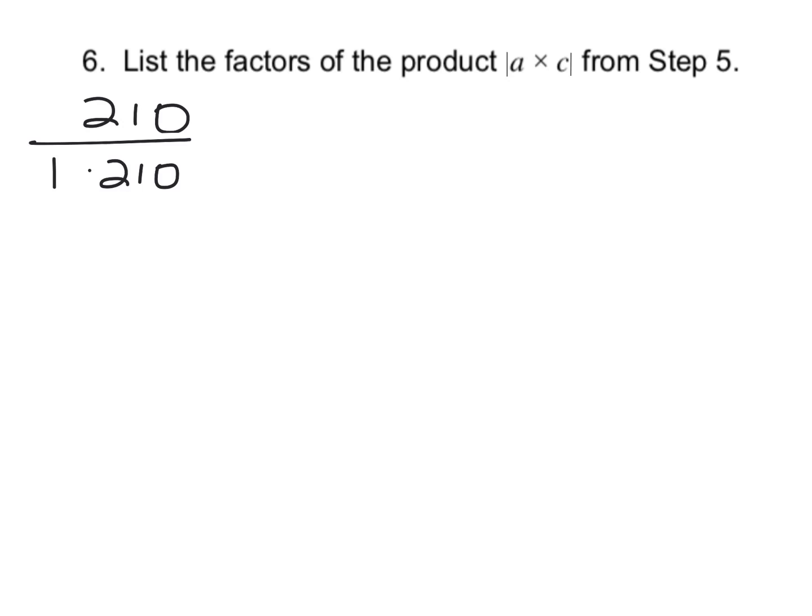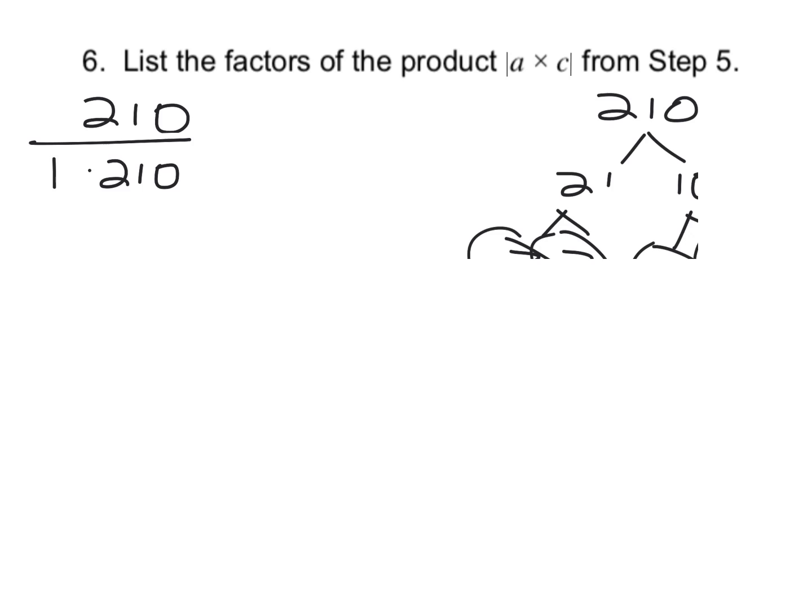There's going to be a lot of these, so this is what I'm going to do. This is going to help you out when you have big numbers like this. Let's do a factor tree of this, okay? If we break this down, we've got 21 times 10. This breaks down into 3 times 7. And this breaks down into 2 times 5. Those are all primes, okay? So I'm going to list those out from smallest to biggest.